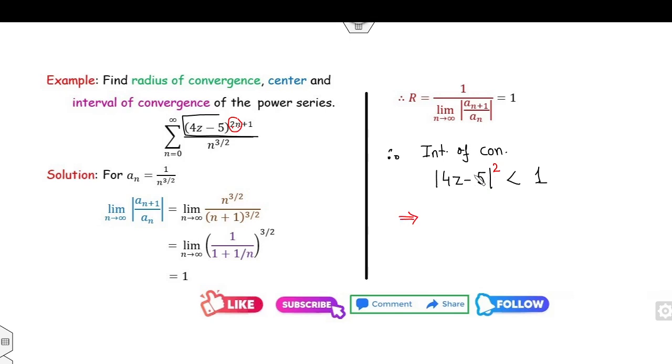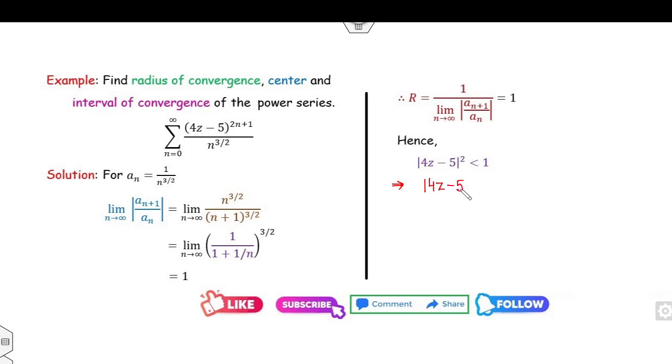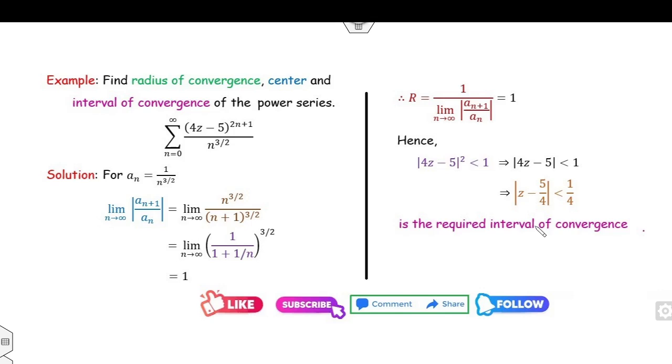So can you find the value of z? You can see I can write this number, 4z minus 5, which is the root of 1. Root of 1 is 1. Again, you can see the coefficient of z is not 1. You can make the coefficient 1. It is less than 1 over 4. This is the required interval of convergence.